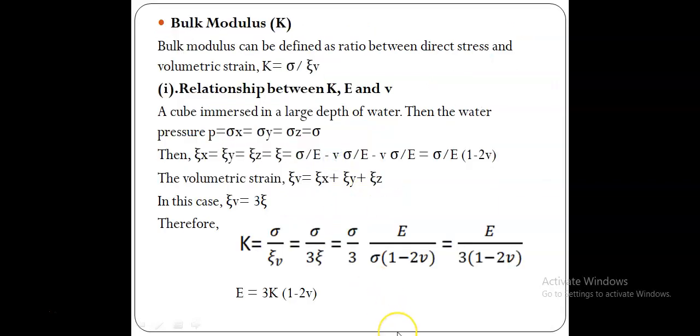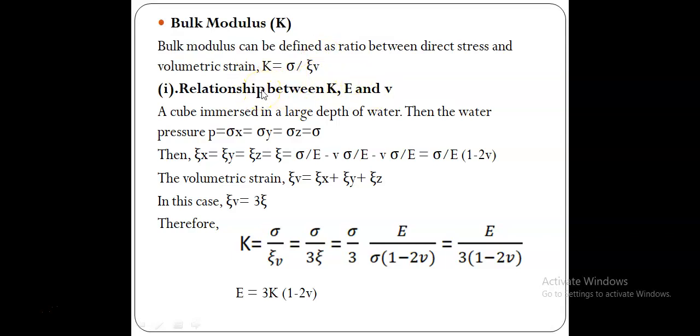Next, bulk modulus. Bulk modulus can be defined as the ratio between direct stress and volumetric strain. If an object is subjected to direct stress, the direct stress sigma is equal to P divided by A, and we also have to find the volumetric strain for that object due to this uniaxial stress, from which we can find K is equal to sigma divided by epsilon V, where epsilon V is the volumetric strain.